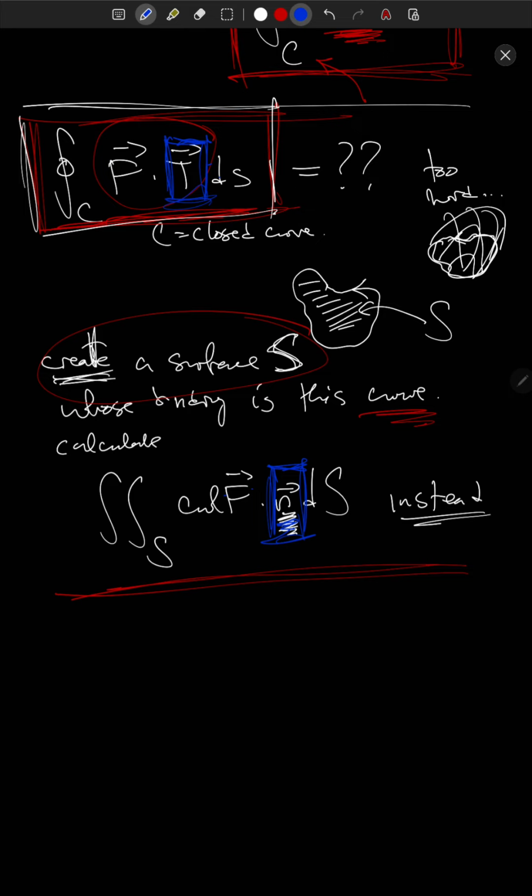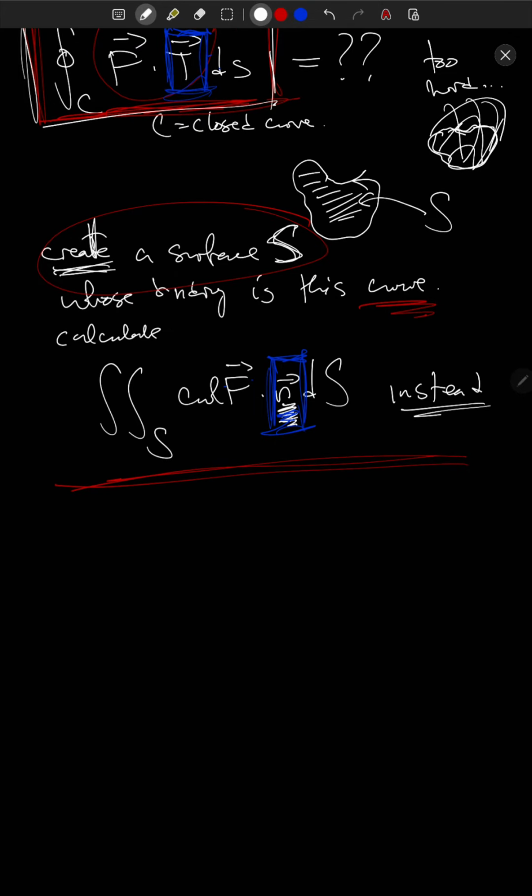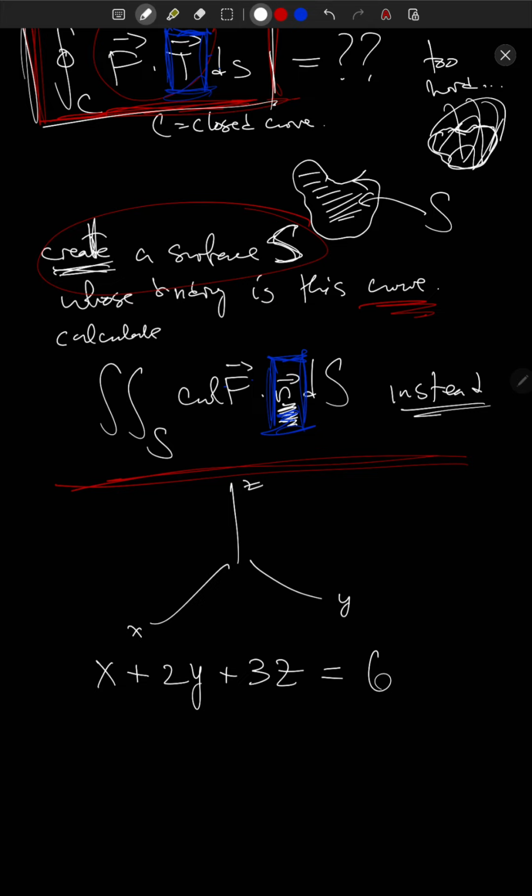All right. So maybe one example where you might use this idea is, let's say I have a plane, right? x plus 2y plus 3z equals 6. So this is a plane that passes through, let's see, when y and z are 0, x is 6. When x and z are 0, y is 3. And when x and y are 0, z is 2. So this is a plane that looks like that, all right?